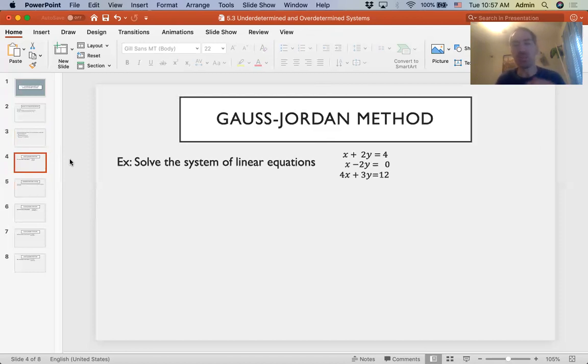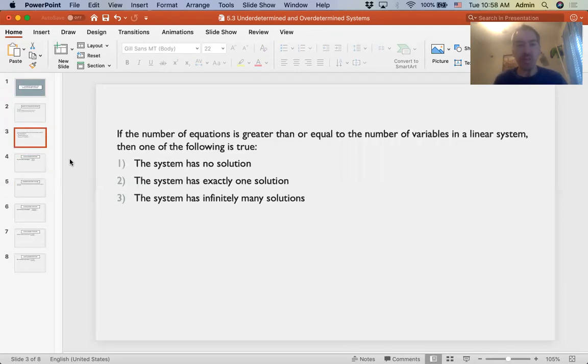So in this example, when we look at the system of equations, we notice that we have 2 variables and 3 equations. So this represents an overdetermined system. We have more equations than variables. This fits this slide where we have the number of equations greater than or equal to the number of variables. We could get an answer that has no solution, exactly one solution, or infinitely many solutions.